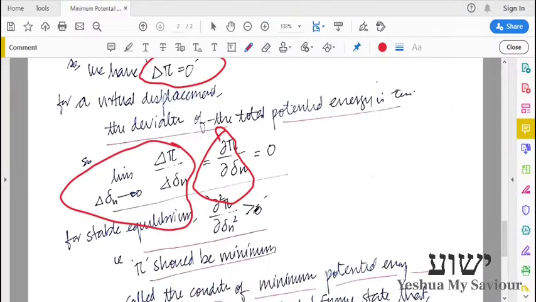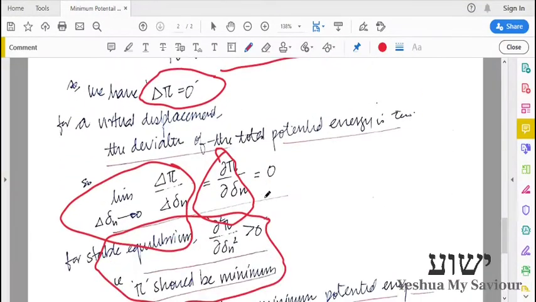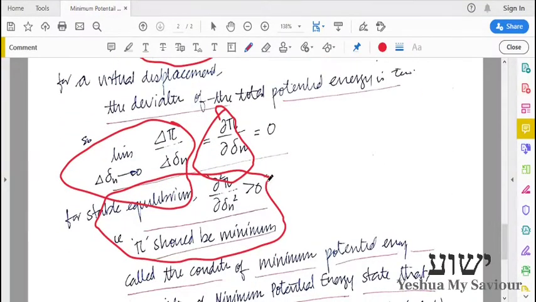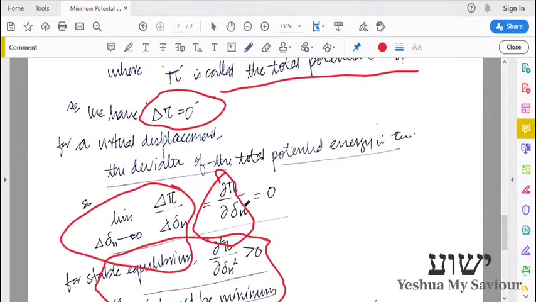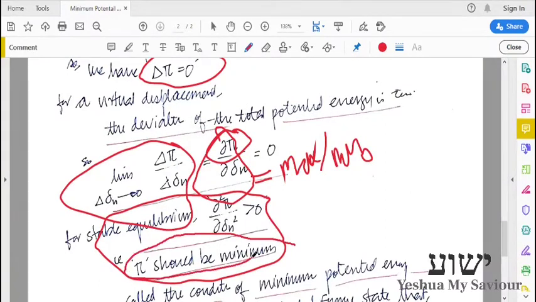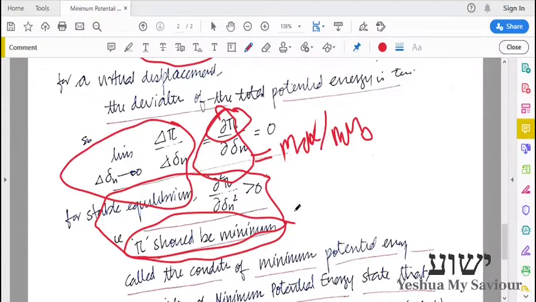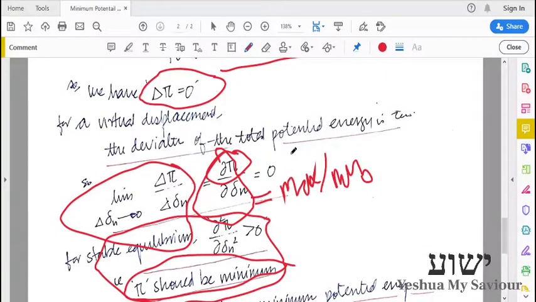So again, for stable equilibrium, the condition should be that the total potential energy should be minimum, or the second derivative of the total potential energy should be positive. What this means is that for any given displacement, the potential energy should have the least value. So this condition is for maximum or minimum, and this condition is for minimum. So this states that if we have a given load and corresponding displacement, the displacement will be such that the total potential energy of the system is minimum.